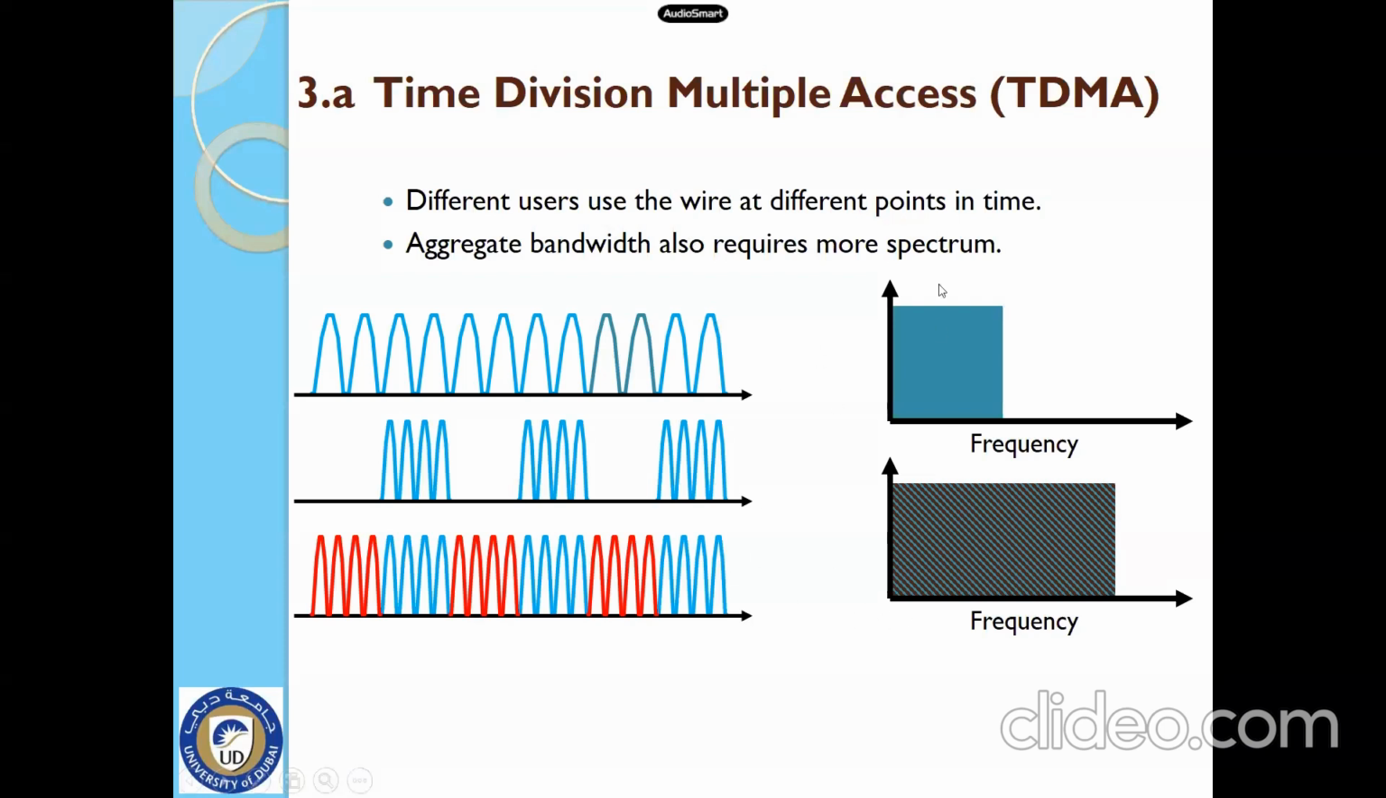And this figure here is just to show you that this is the original signal. If you are sending from one source, this is the whole signal. This is the bandwidth you need.